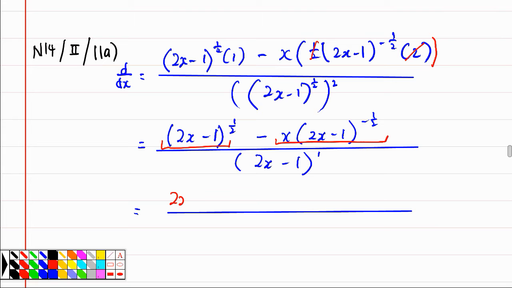2x minus 1 power minus half. Bracket. What is left in the first one? 1. Power 1 half. Okay, so I write down. Why Momo, now you know already? Just now you say you don't know how to do, but now why you know? Is it 1? No, it's not 1. Now you know. Why now you know? This minus x. This is minus x. You see, now you know.